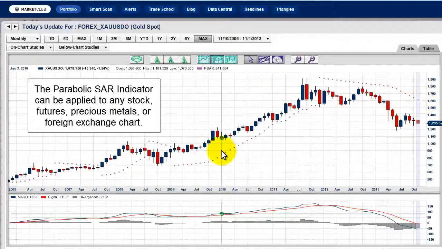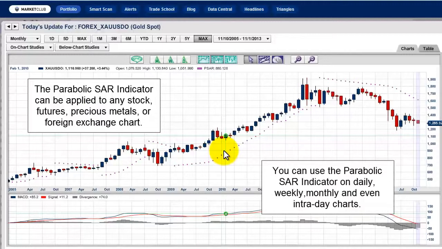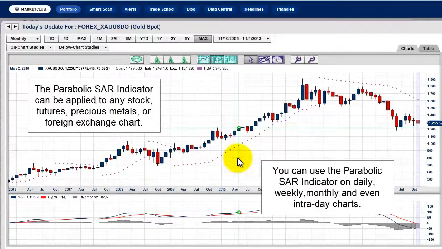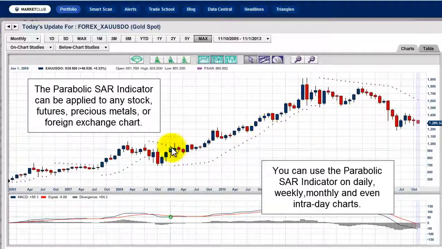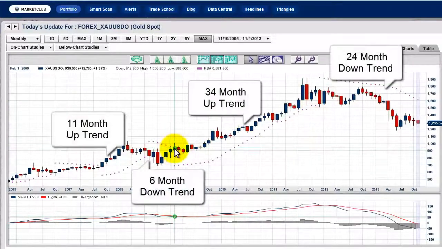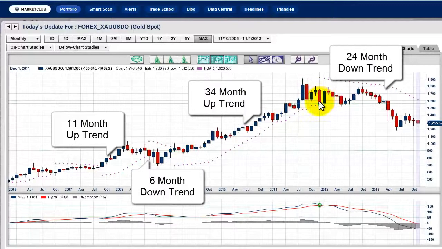The important thing is this is not a daily chart, it's a monthly chart, and you can use the PSAR on dailies, weeklies, and monthlies, and even intraday charts. It's a very powerful tool and it helps you stay in the money. You can use it as money management stops or just a trend following technique. You can see the trend here started on February 1st, 2009 and didn't reverse until December 1st, 2011.